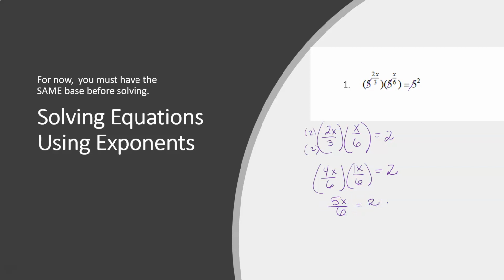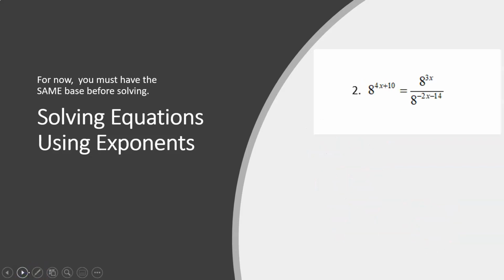Now, I'm going to solve by dividing by 5/6, which is multiplying by the reciprocal. So I have x equals 2 over 1 times 6 over 5, and x is 12/5. Okay, stick with me here. So this time, again, we're going to get rid of all of the bases. As long as we have the same base, we can just go ahead and solve.